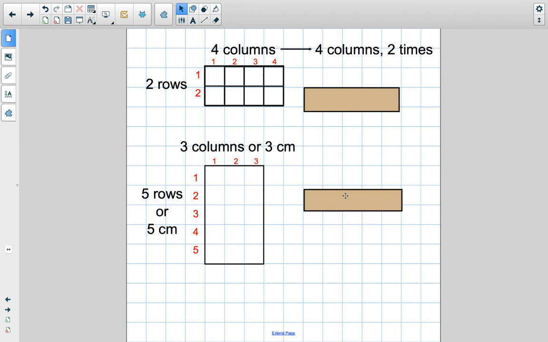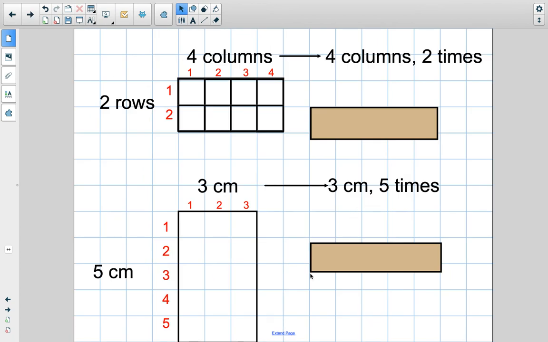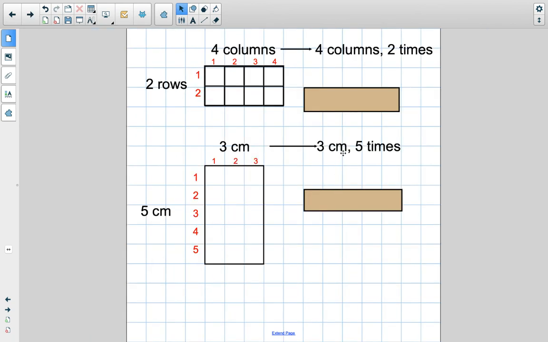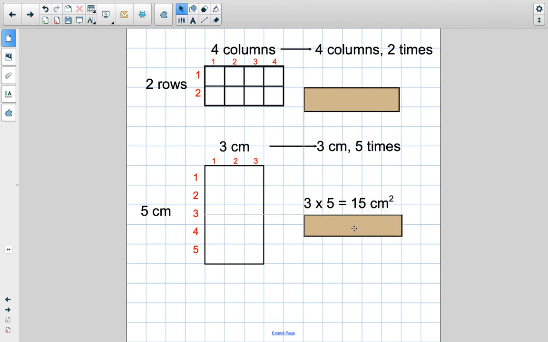All right, so it's the same deal as up here. I've got 3 centimeters 5 times. Here's my 3 centimeters, and I've got that 5 times. 2, 3, 4, 5. So all I have to do again is the multiplication. 3 centimeters times 5 centimeters equals 15 centimeters squared.